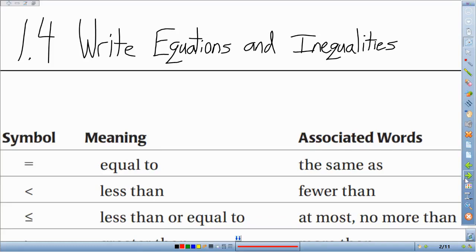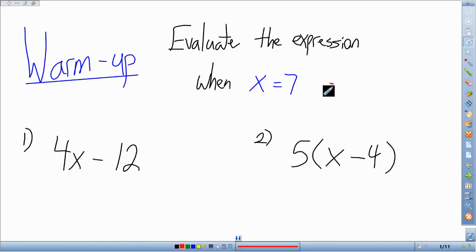Hello, everybody. So today we're going to be looking at 1.4, equations and inequalities. Before we get into this first slide, though, I'm going to have you try out some warm-up questions dealing with what we were learning in the last lesson. If you remember, in the last lesson, it was all about order of operations and plugging numbers into expressions. I want to have you try that here.